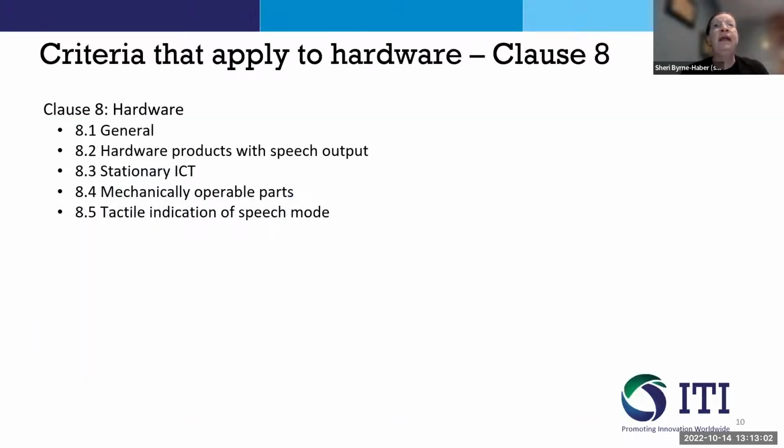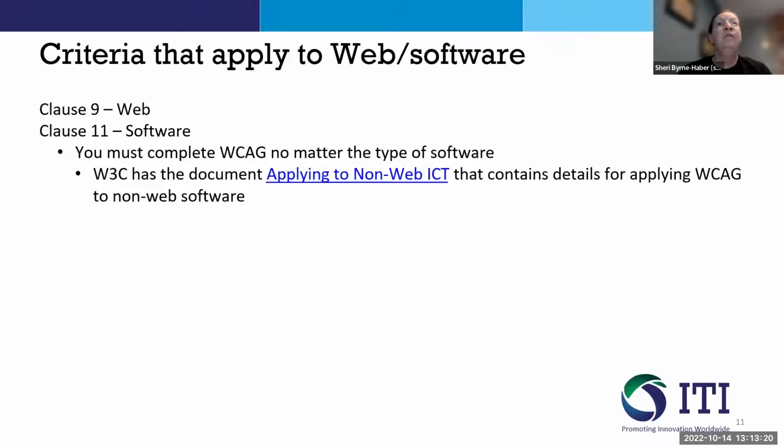Okay, clause 8 has 5 sub-criteria, which is for hardware: general, hardware products with speech output, stationary ICT, mechanically operable parts, and tactile indication of speech mode. So for the software, we now have clause 5 and clause 11. You have to complete the WCAG section no matter what kind of software it is, whether it's web software or non-web software, doesn't matter. You do have to fill out the WCAG section.